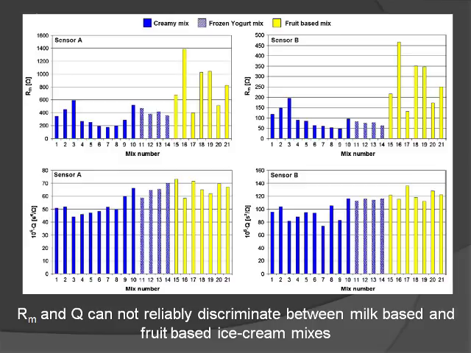Fruit-based mixes are generally characterized by higher values of the resistance than milk-based mixes. However, a small number of fruit-based mixes exhibit values of resistance comparable with those of the milk-based group, due to the presence of potassium salts that greatly enhances conductivity. Thus electrical impedance spectroscopy in the pseudo-linear region cannot reliably discriminate between milk-based and fruit-based ice cream mixes.